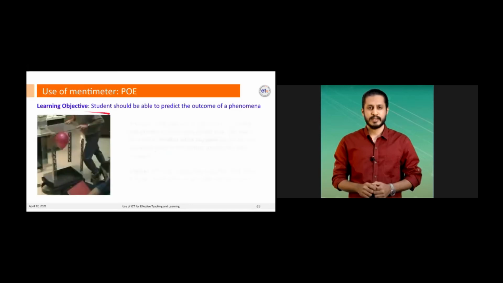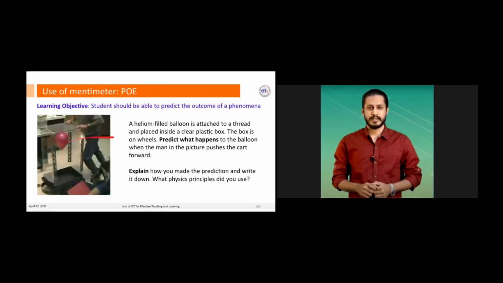So my learning objective is similar: students should be able to predict the outcome of a phenomenon. Here, if you could see, a helium-filled balloon is attached to a string, which is not clearly visible, and it's placed inside this plastic box. The box is on wheels. I want you to predict what happens to the balloon if this man pushes this cart forward, and you can come up with your explanation of how you made the prediction. You don't need to write it at the moment.